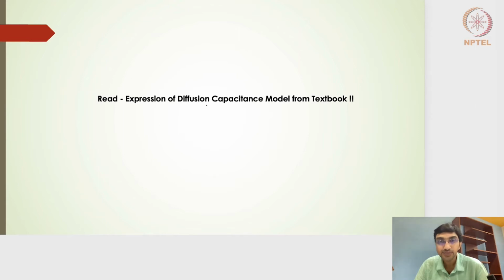Kindly read the expression for the diffusion capacitances, which is nothing but the CDB and the CSB. It is an empirically derived expression that is given in the textbook, chapter number 2 of the Weste and Harris textbook. We will now look into the gate capacitances. We will also look into the gate capacitance expressions in the next slide.